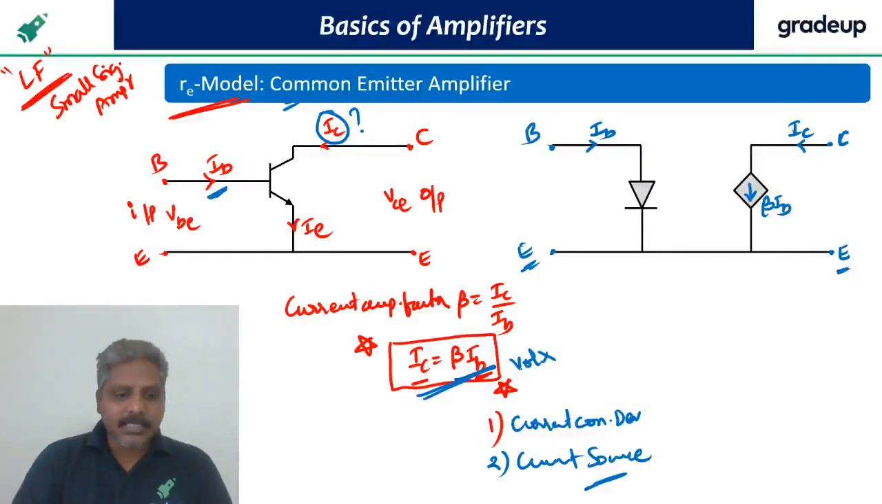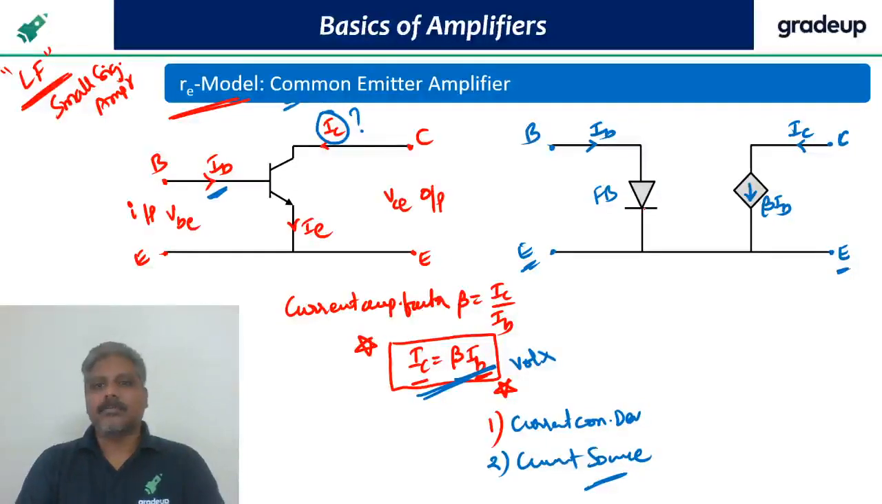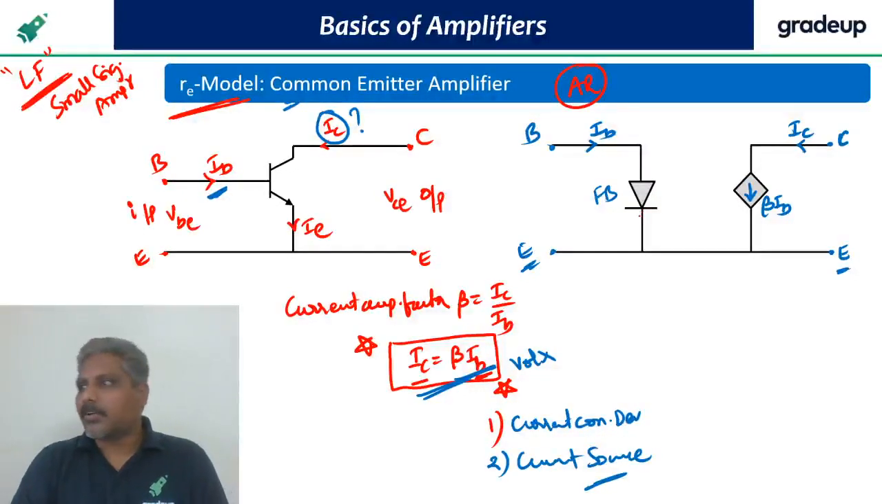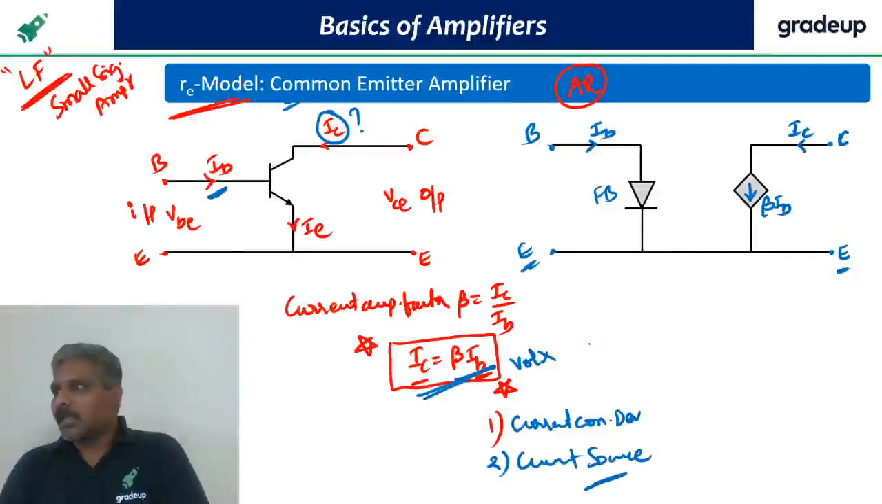This base emitter junction is like a forward bias diode. That is what I represented here, a forward bias diode, because the transistor is already in the active region. So it is like a forward bias diode. Yes Ramu, exactly.